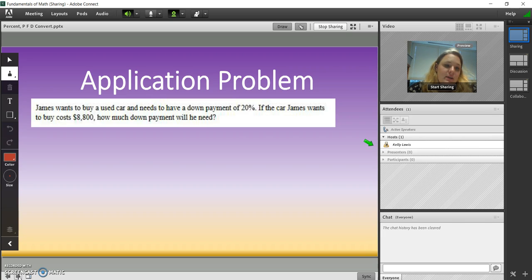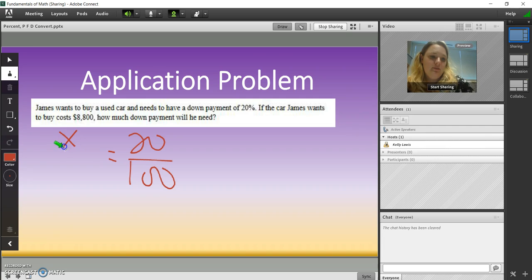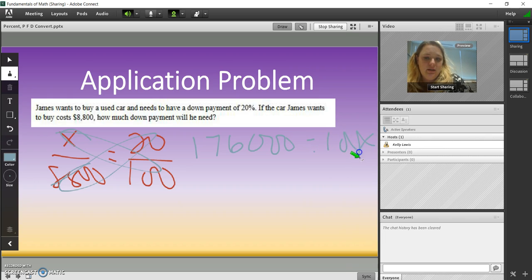Okay, James wants to buy a used car and needs to have a down payment of 20%. If the car James wants to buy is $8,800, how much down payment will he need? So basically, we need 20%, and we need to figure out what 20% is. So I'm going to do is over of equals percent over 100, cross multiply, big number, 8800 times 20, and then 100x.